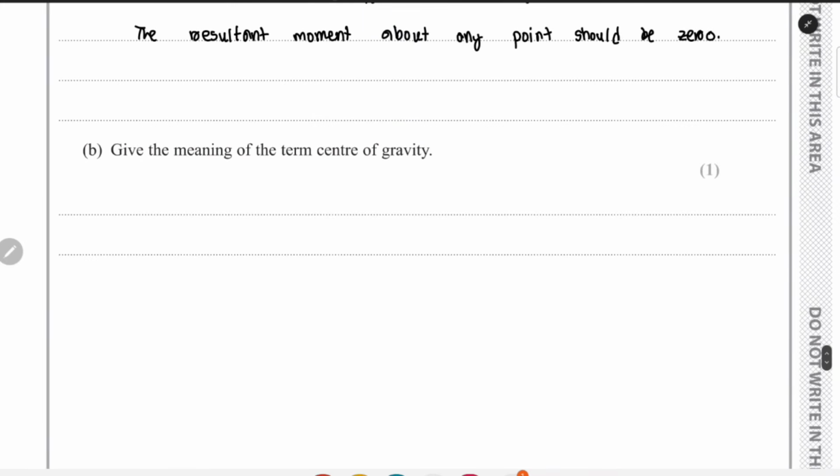Now we have to give the meaning of the term center of gravity. Center of gravity is the point through which all of the weight of an object acts.